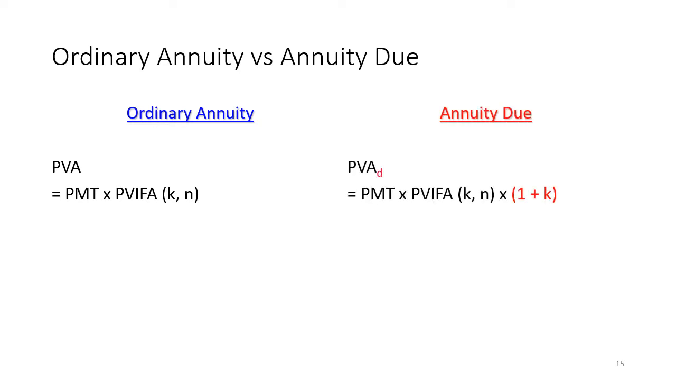Ordinary annuity versus annuity due. This is the formula for ordinary annuity, and this is the formula for annuity due. Please compare the two formulas. What is the difference? There's one slight difference here: it's the bracket 1 plus k in red. So take note, it's quite simple. The formulas are similar except the annuity due has an extra bracket 1 plus k. Annuity due has one less discounting period.